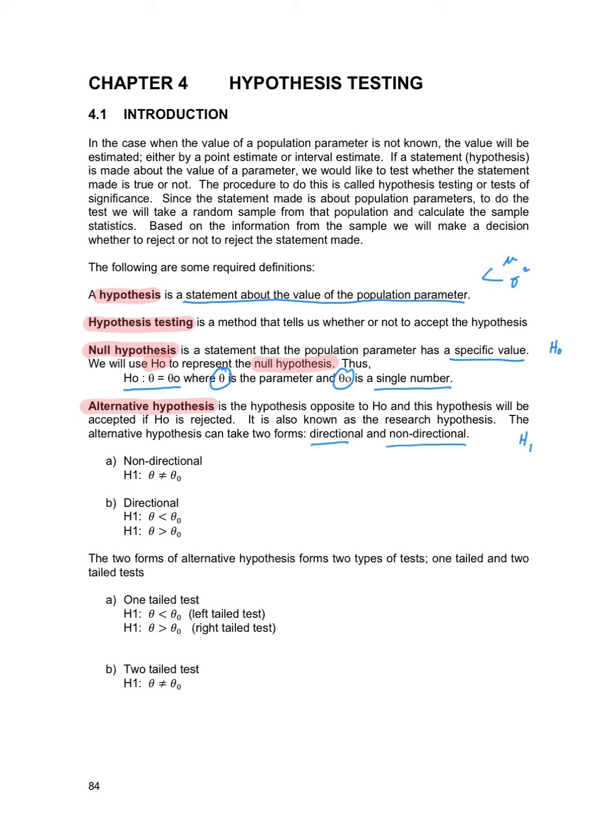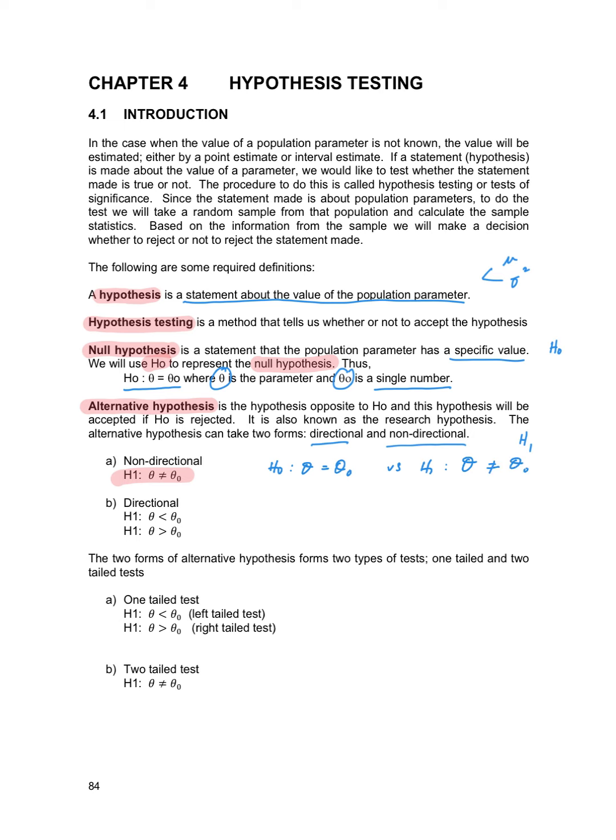But it is divided into two types. So kita ada directional and non-directional. Directional bermaksud, okay, notation yang digunakan adalah this one. Okay, maksudnya H0 dia adalah theta equals to theta naught versus H1 dia adalah theta not equal to theta naught.